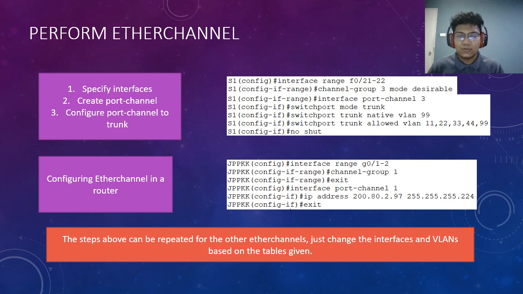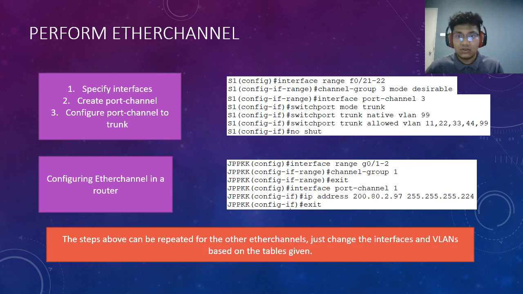And next, we are going to be performing EtherChannels. First, you need to specify what interfaces are included in the port channel. So for port channel 3, we're going to be including F0/21 and 22, with mode desirable, and this is to identify the port channel. And we're going to enter the port channel interface. This is for a switch. So we're going to enter switchport mode trunk, make it trunk, then put the native VLAN.